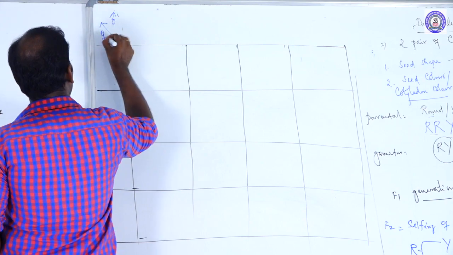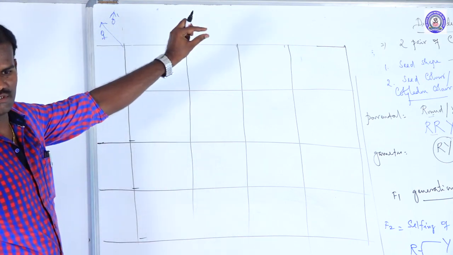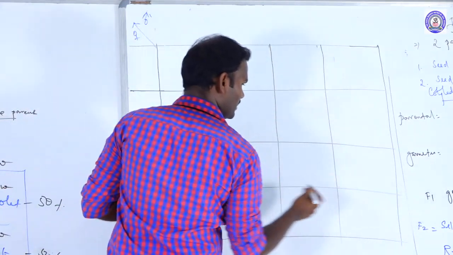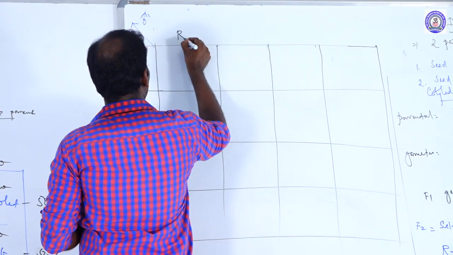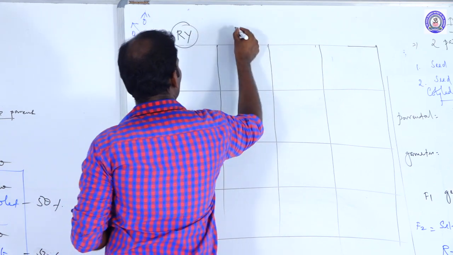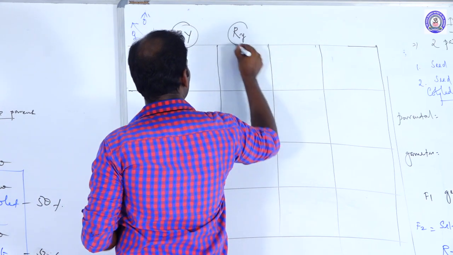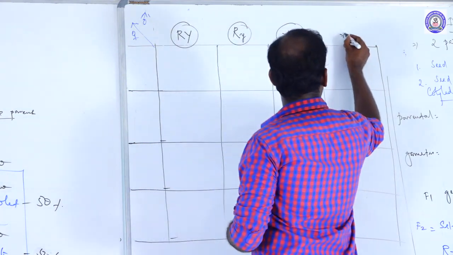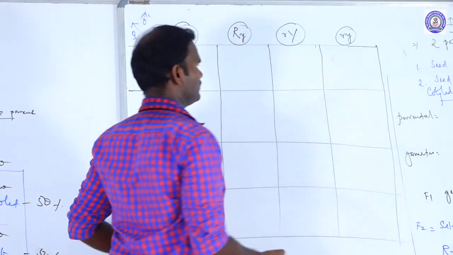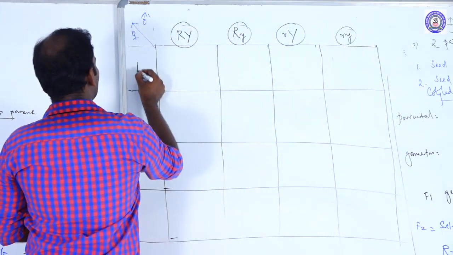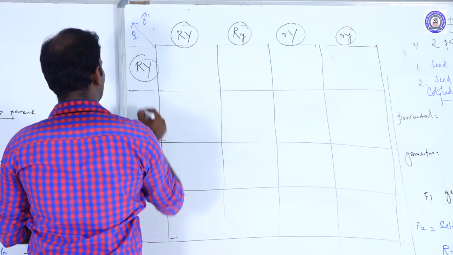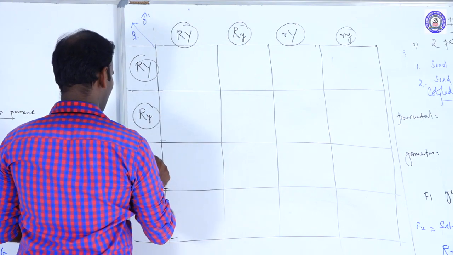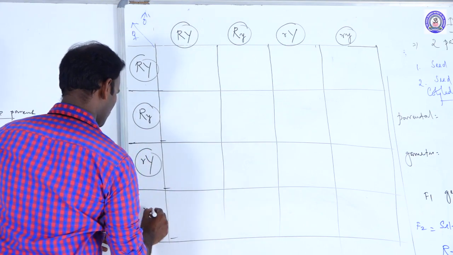In the checkerboard, the male gametes are placed on the horizontal position and the female gametes are placed on the vertical positions. The four types of gametes: capital R capital Y, capital R small y, small r capital Y, small r small y. The same again: capital R capital Y, capital R small y, small r capital Y, small r small y.